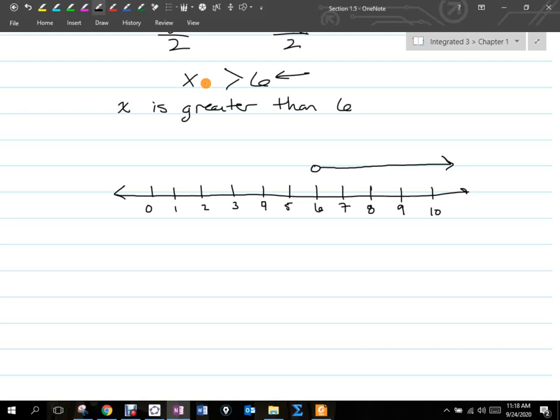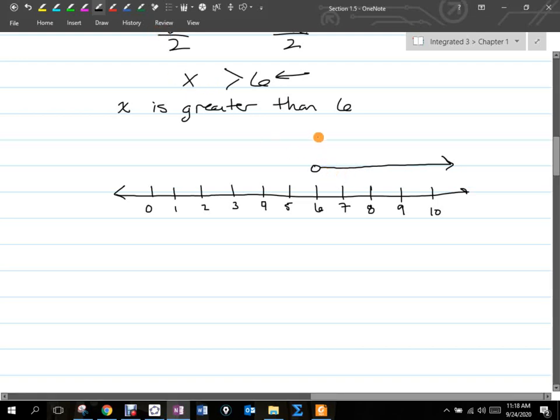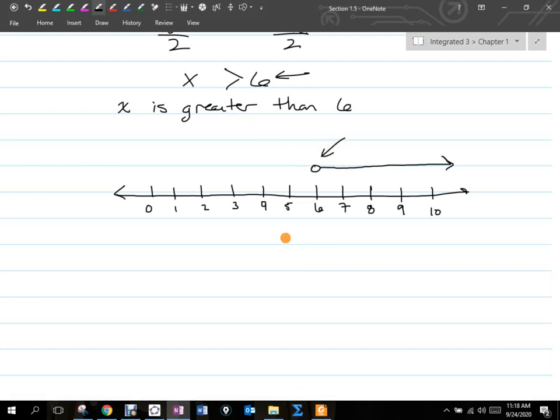Now, why do I have to use an open dot? This open dot right here is telling us that you are not including 6. 6 is not an answer. Because if I put 6 in for x, is 6 greater than 6?